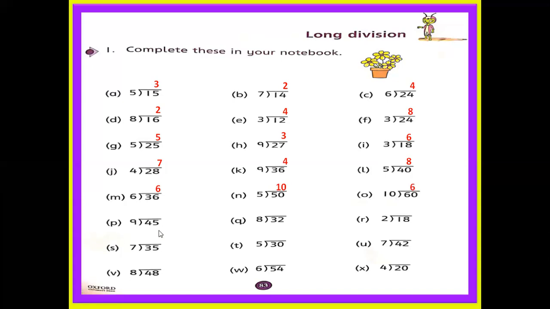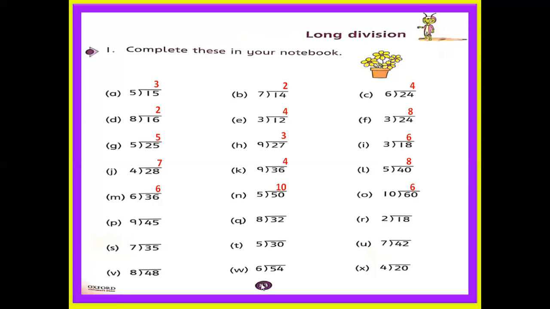Part 7: 45 divided by 9. It means all tables are used here: table of 3, table of 4, table of 2, table of 5, table of 6, 7, 8, 9, all tables up to 10, okay? So, 45 is the dividend and 9 is the divisor. So, we will read the table of 9.